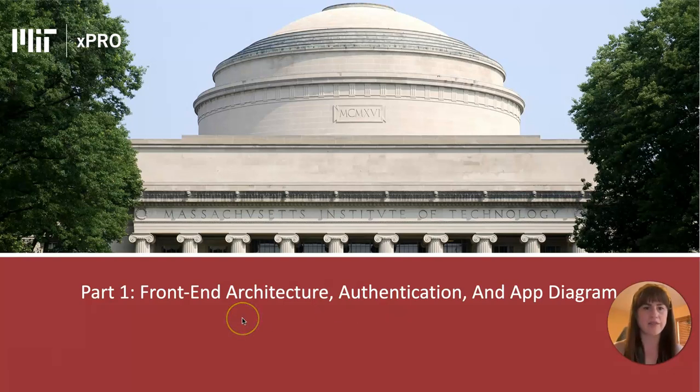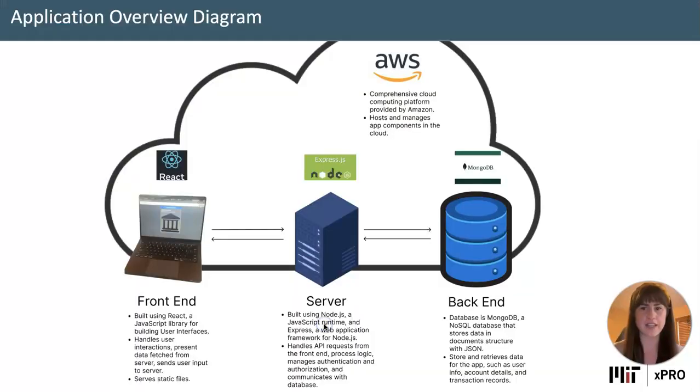Part 1 covers the front-end architecture and authentication, and here I'll start with a diagram of my app. This gives you an overview of the MERN stack that I used to create this application. I built the front end using React. I built the server using Node.js and Express.js. And I built the back end using MongoDB.